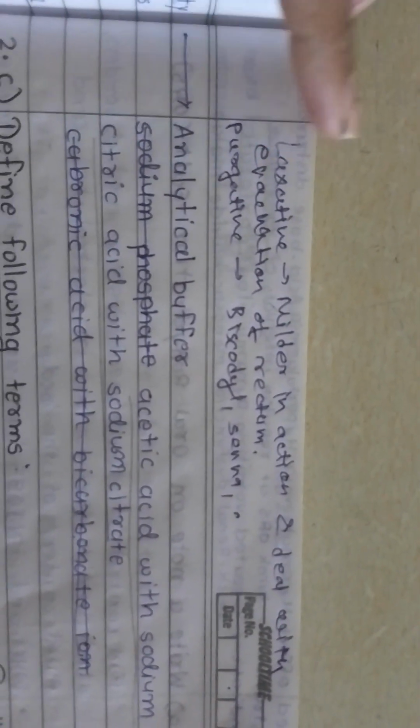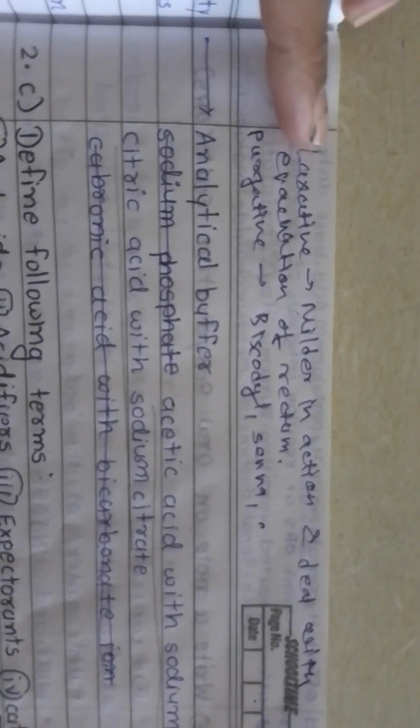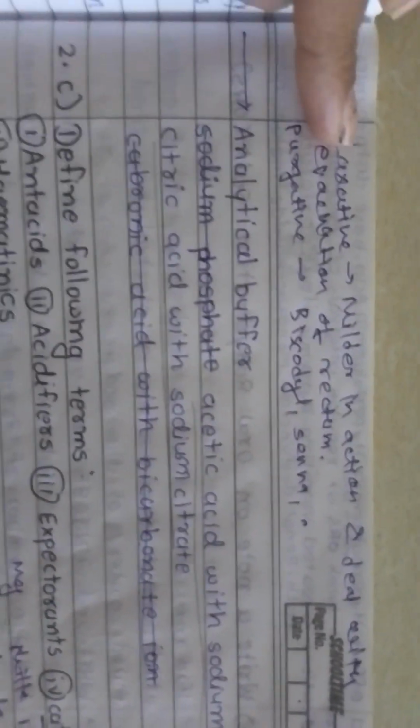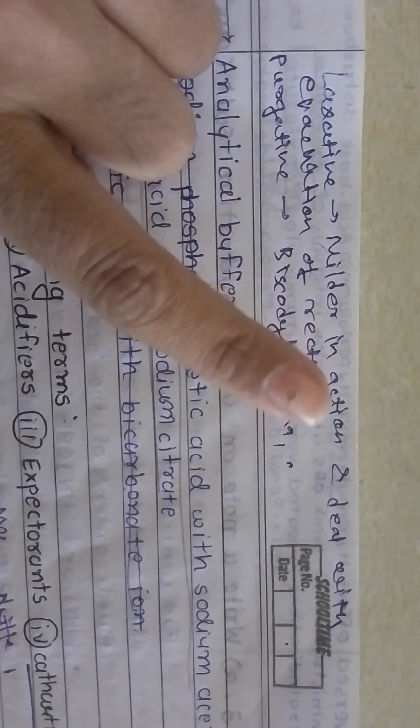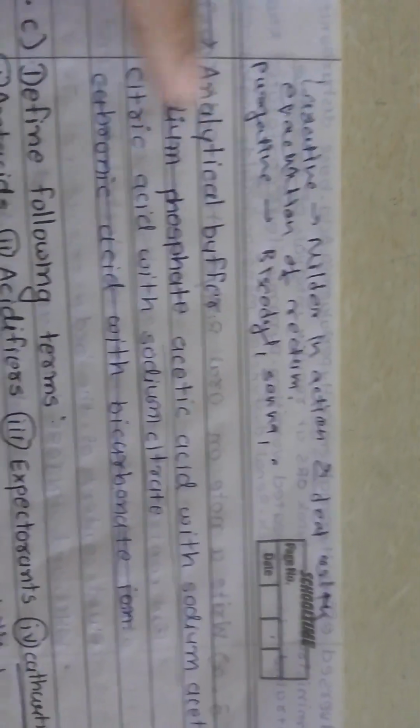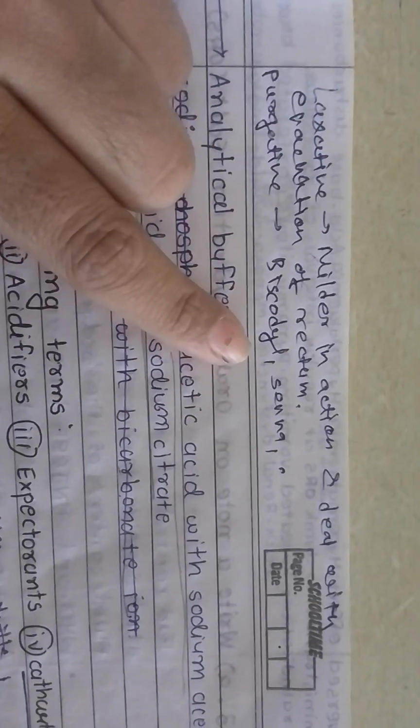The other term is laxative. These are also used to carry out defecation or used in constipation, but these are milder than the cathartics. Example, bisacodyl and senna.